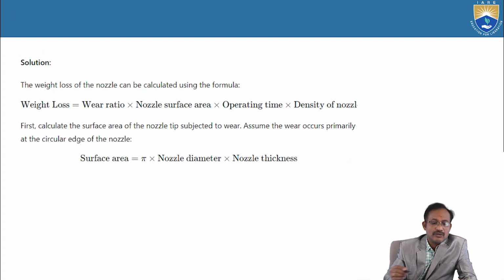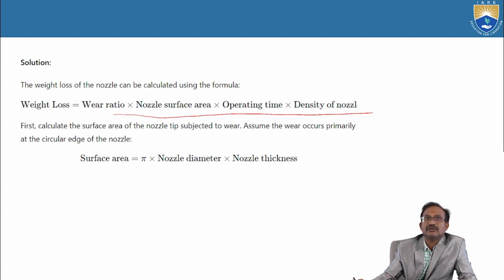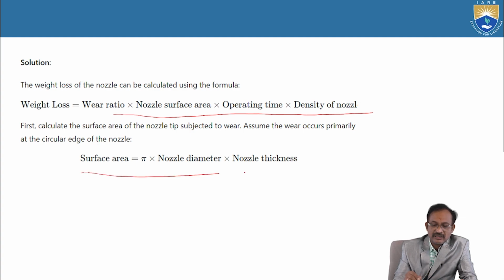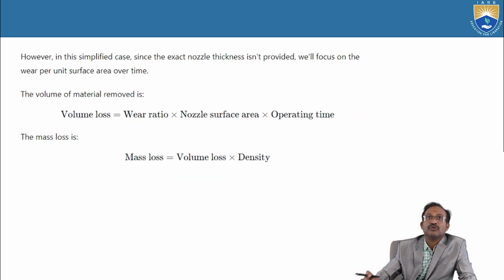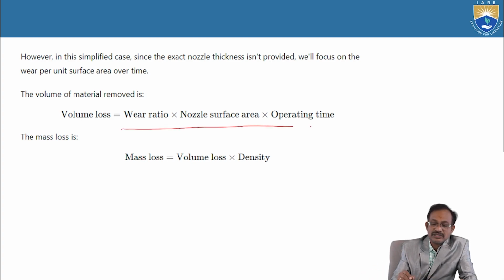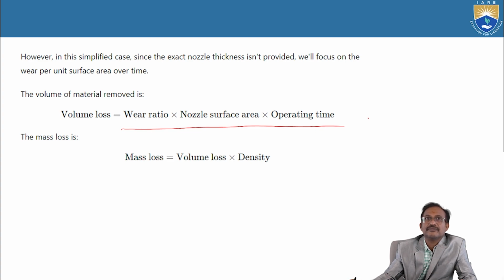Now, weight loss equals wear ratio into nozzle surface area into operating time into density of nozzle. And for surface area, pi into nozzle diameter into nozzle thickness. So these two formulas can be used to solve this problem. Then volume loss equals wear ratio into nozzle surface area into operating time, and mass loss is volume loss into density.